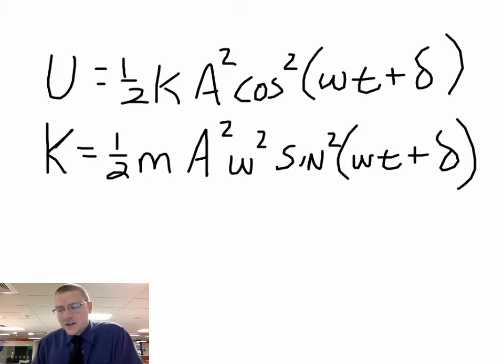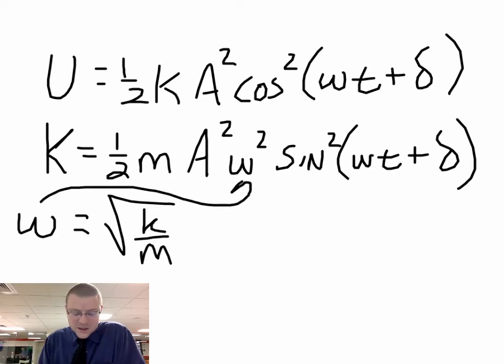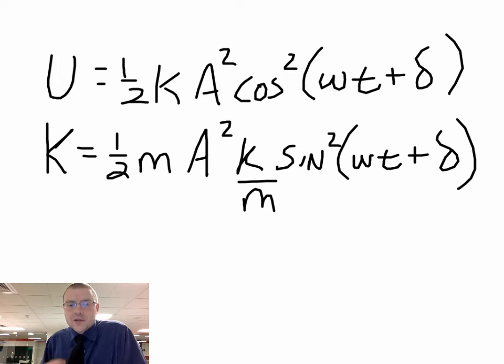Doesn't look too pretty, but one thing we do know is that the angular frequency of these oscillations is just the square root of k over m. So I can put the angular frequency into here and see if I get any cancellation. Having omega squared is really just k over m, and I can get rid of my masses, and now I have my kinetic energy written as 1/2 k A squared sine squared omega t. So it actually is the same formula as the potential energy equation, except it's following a sine curve versus a cosine curve.